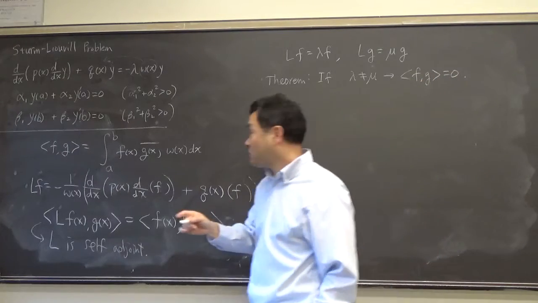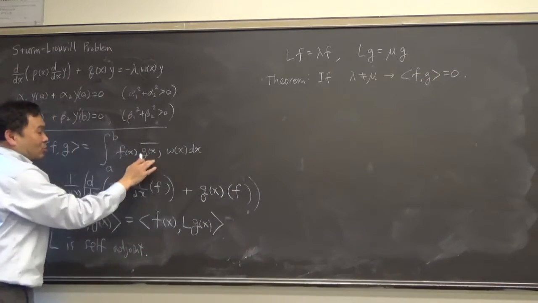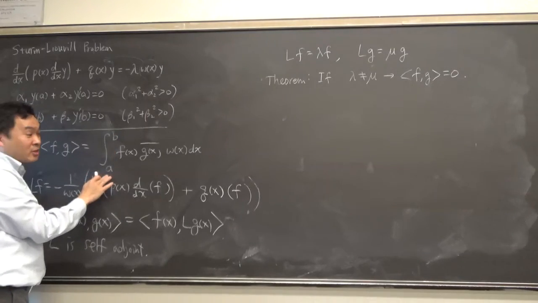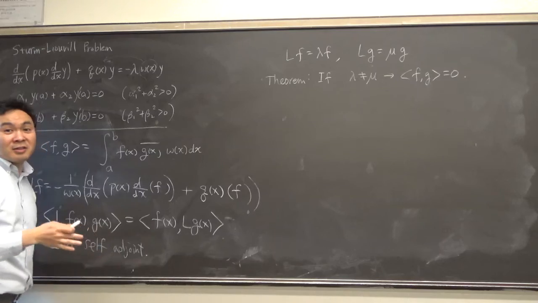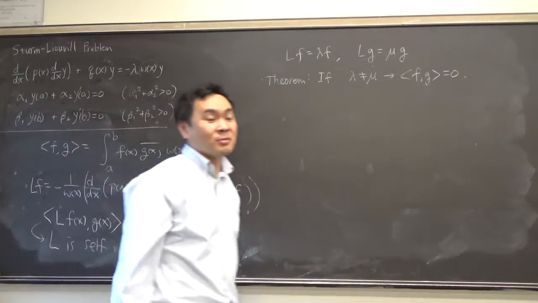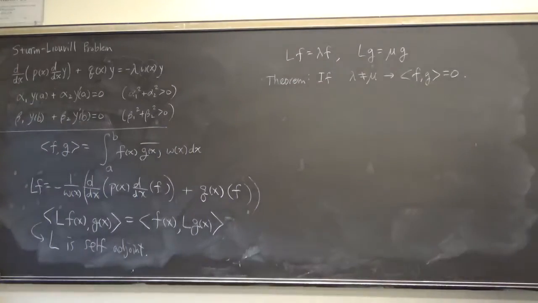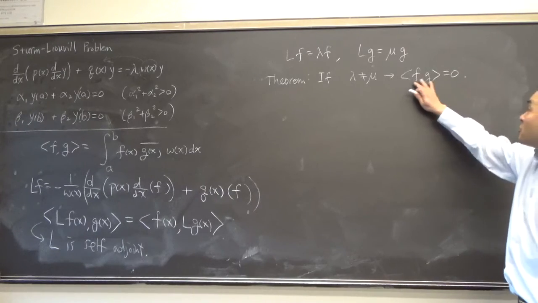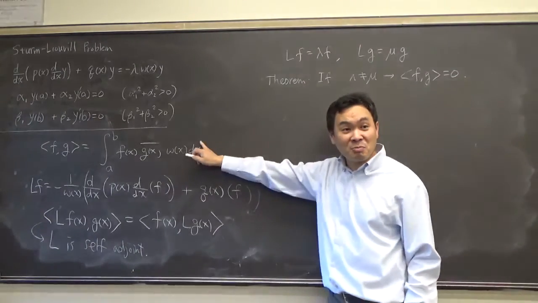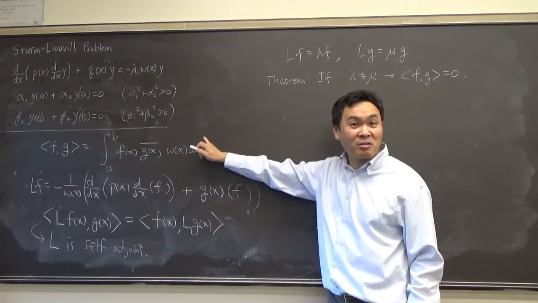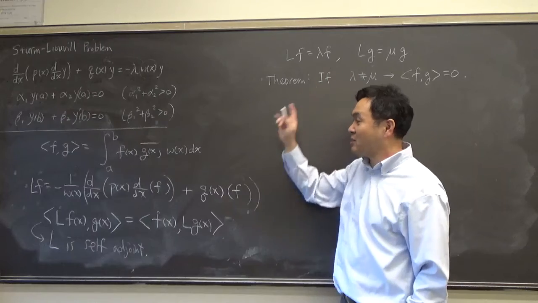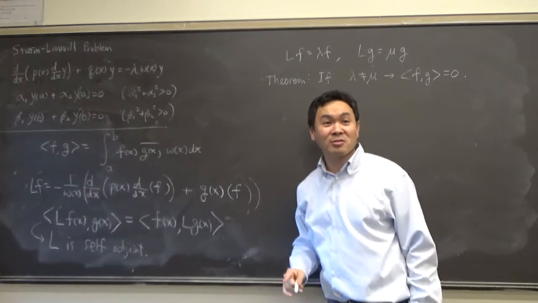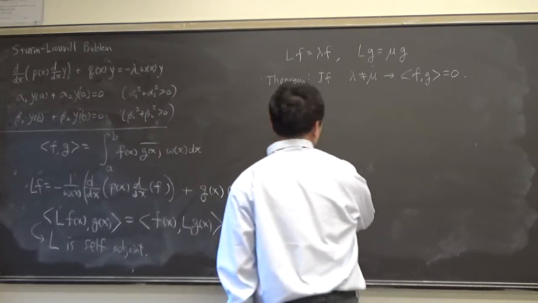So in other words, if you multiply them and integrate over the interval with the given weight function, then you get 0. That's what you get. I wrote it very cryptically, but you've seen it before. All kinds of integrals give you 0, and all you need is this self-adjointness. Okay. So let me show you the proof.